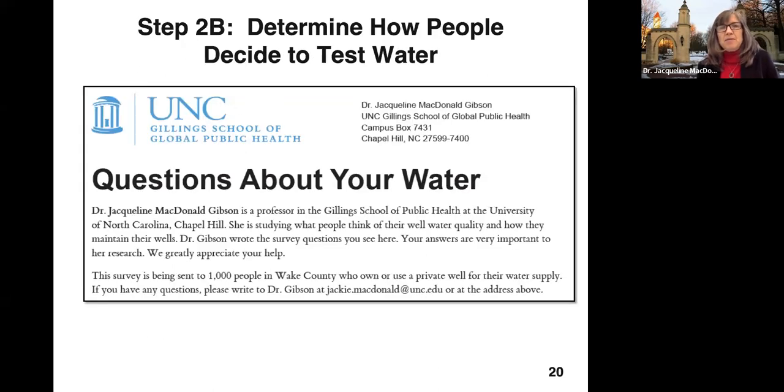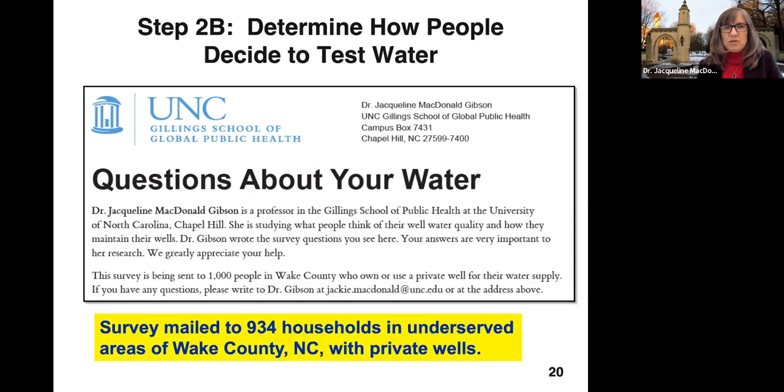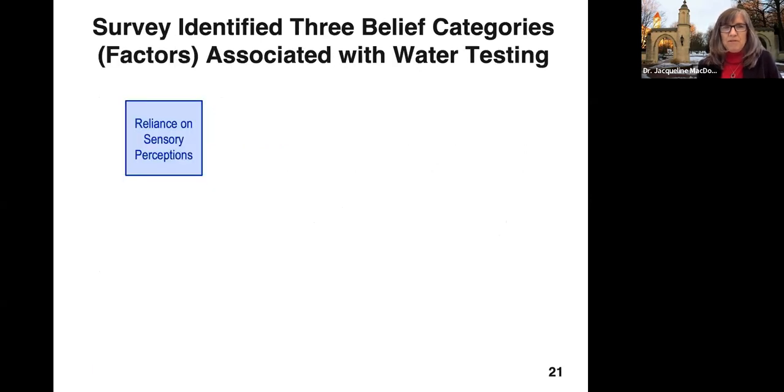So then the next step in the mental models approach, step 2B. From these 18 interviews, we have an idea of where lay people might differ from experts in their mental models of what they should be doing to take care of their private water systems. And then the next step is to do a survey of a larger population of the target audience and see really how prevalent are these beliefs and misconceptions. So we sent surveys to about 900 households in neighborhoods of Wake County, North Carolina, that are basically areas near municipalities but rely on private wells.